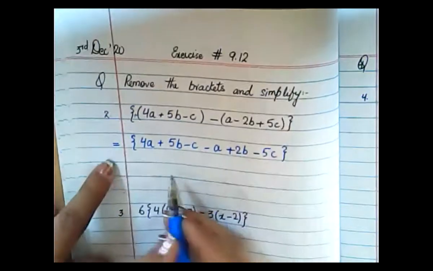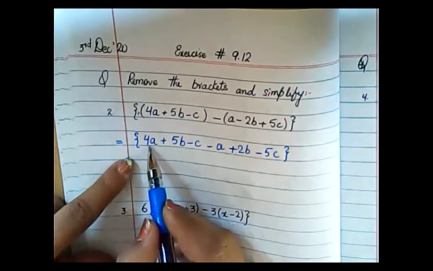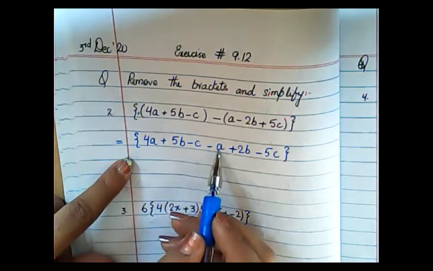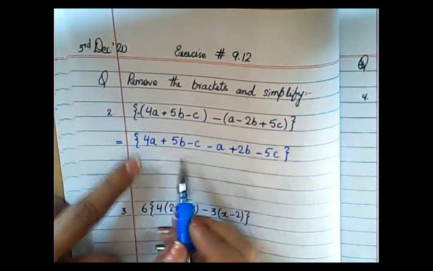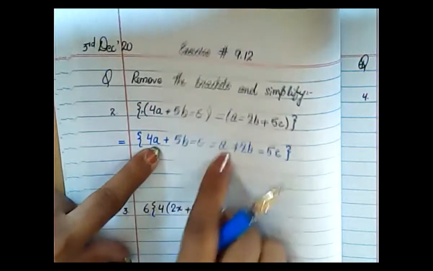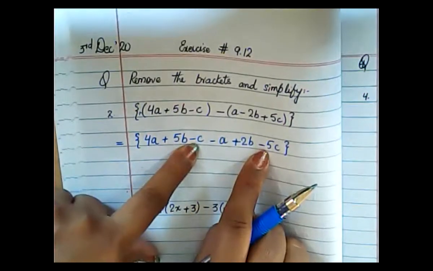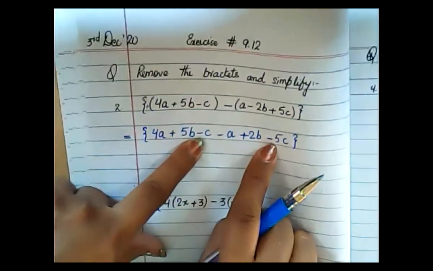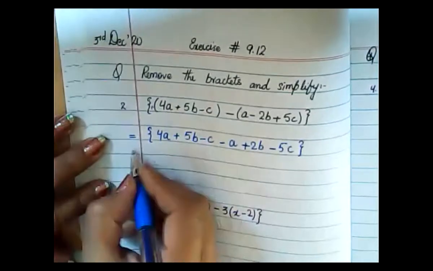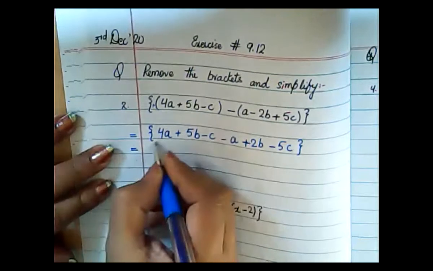Now inside the bracket, as you can see here, this is 4a, 5b, minus c, minus a, plus 2b, 5c. As I can see here, there are so many like terms: 4a and minus a, 5b plus 2b, minus 5c and minus c. So what I'm going to do is arrange the like terms together inside the bracket. Equal to sign, then the curly bracket.